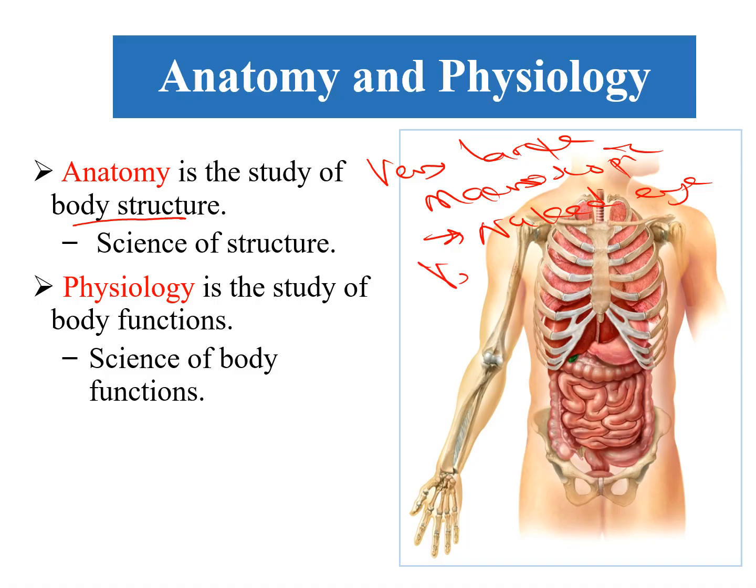Then there are also those structures that are very small, that are microscopic. These structures require the use of a microscope. They cannot be studied by the naked eyes. Then, unlike anatomy, physiology is the study of the body's functions. In physiology, you are studying the function of those organs, studying the functions of the body structures, and how they perform those functions. So whereas anatomy is the science of the structure, physiology is the science of the body's functions.